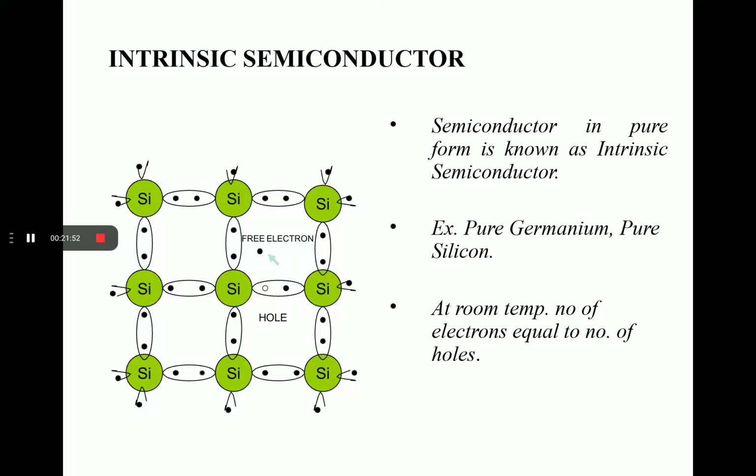At room temperature, if we consider the temperature increasing to room temperature, there will be some covalent bonds broken. So room temperature may be sufficient for a valence electron to move away from the influence of its nucleus, so some of the valence band electrons will be free from the sharing of the covalent bond.